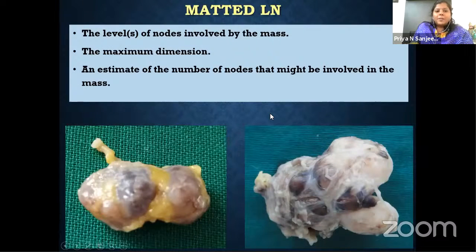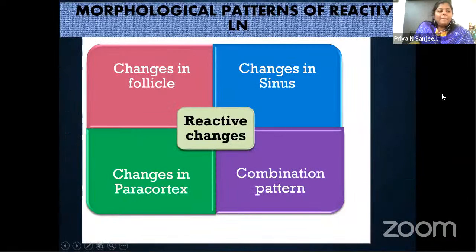Sometimes we come across matted lymph nodes. So it is important to mention in the macroscopy the presence of matted lymph nodes. We have to record the level of the lymph nodes where the matted lymph nodes were seen, and the maximum dimension has to be recorded, and the approximate number of lymph nodes that might be involved in the mass. So that's about grossing of the lymph nodes.